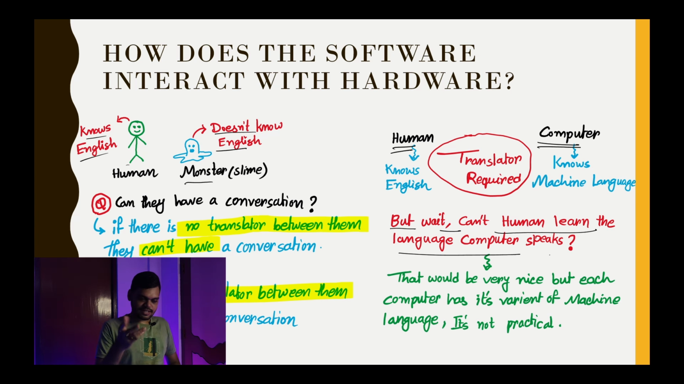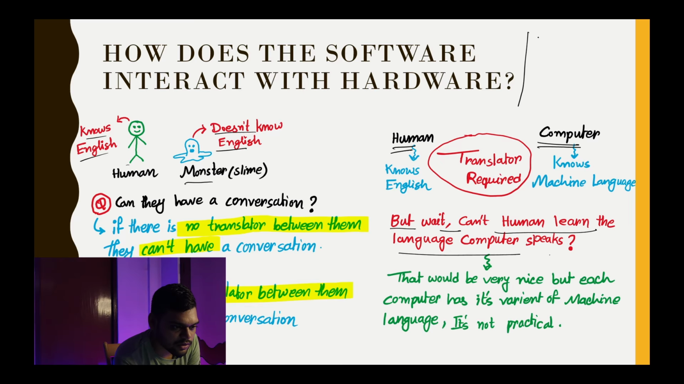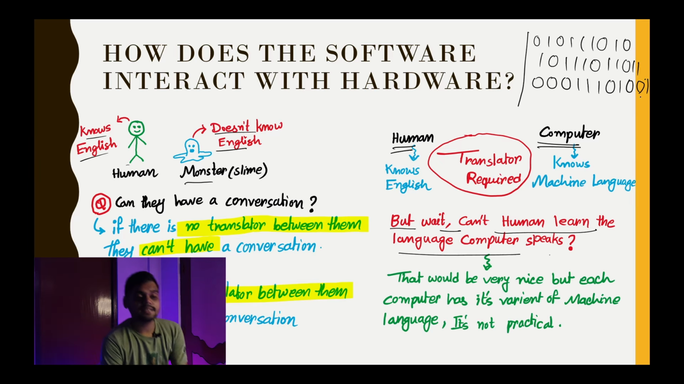Let me give you an example of how machine language or binary language looks like. It looks like this: 0 1 0 1 1 1 1 0 1 1 0 1 1 0 0 0 1 1 1 0 1 0 0 1. This is a binary code. How can we even predict what is going on here? We can't even predict that. So we can't actually learn the machine language or the binary language.